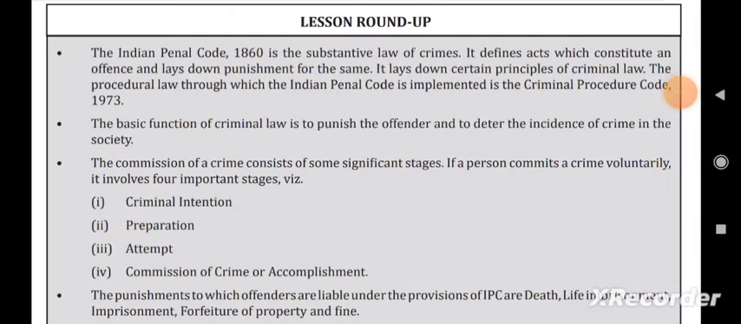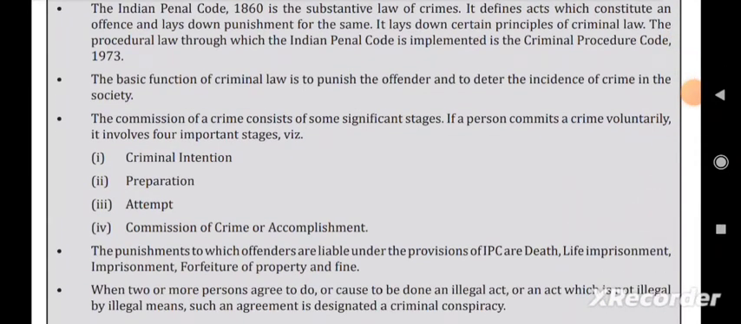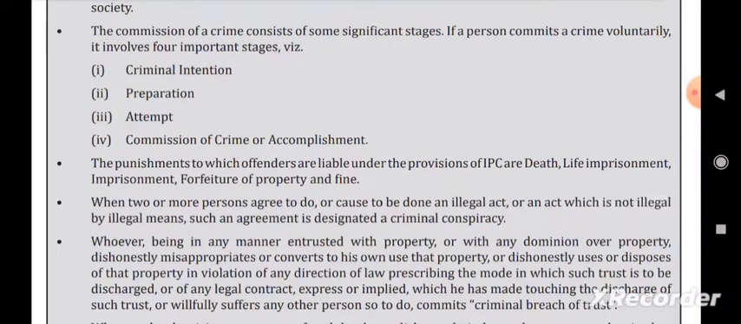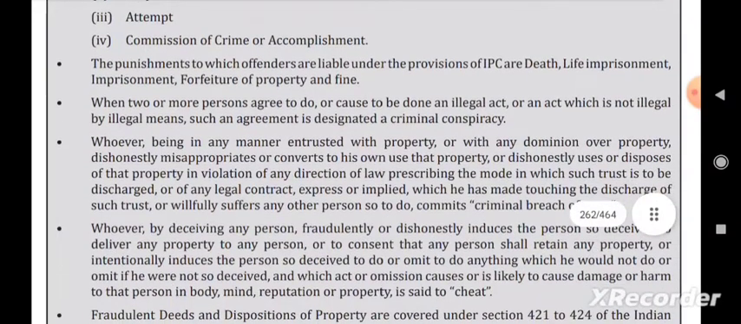Next we have the lesson roundup. The Indian Penal Code 1860 is the substantive law of crimes. It defines acts which constitute an offence and lays down punishment for the same. It lays down certain principles of criminal law; the procedural law through which the Indian Penal Code is implemented is the Criminal Procedure Code. The basic function of criminal law is to punish the offender and to detect the incidence of crime in society. The commission of a crime consists of some significant stages. If a person commits a crime voluntarily, it involves 4 important stages: criminal intention, preparation, attempt, and commission of crime or accomplishment. The punishments to which offenders are liable under the provisions of IPC are death, life imprisonment, imprisonment, forfeiture of property, and fine.